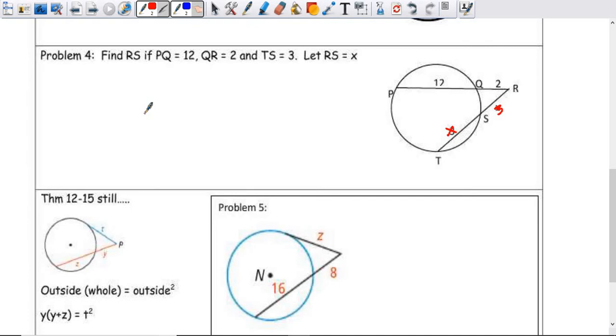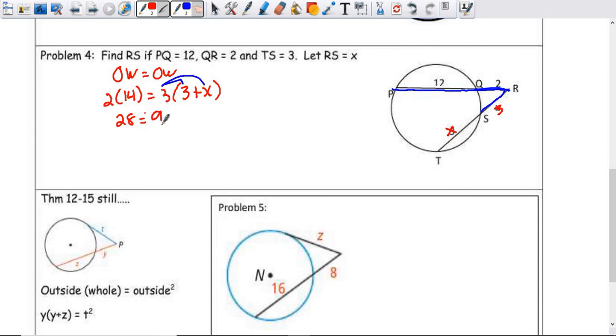So, first thing we need to do is we realize this is an outside times whole, right? So we're going to say OW equals OW. So we take the outside piece, which is 2, multiply it by the whole thing, which is 14. And then we're going to take the outside piece here, which is 3, and multiply it by the whole thing, which is 3 plus x. All right? So we can go ahead and take 2 times 14, and we get 28. Over here on the right side, we need to use the distributive property, so we get 9 plus 3x.